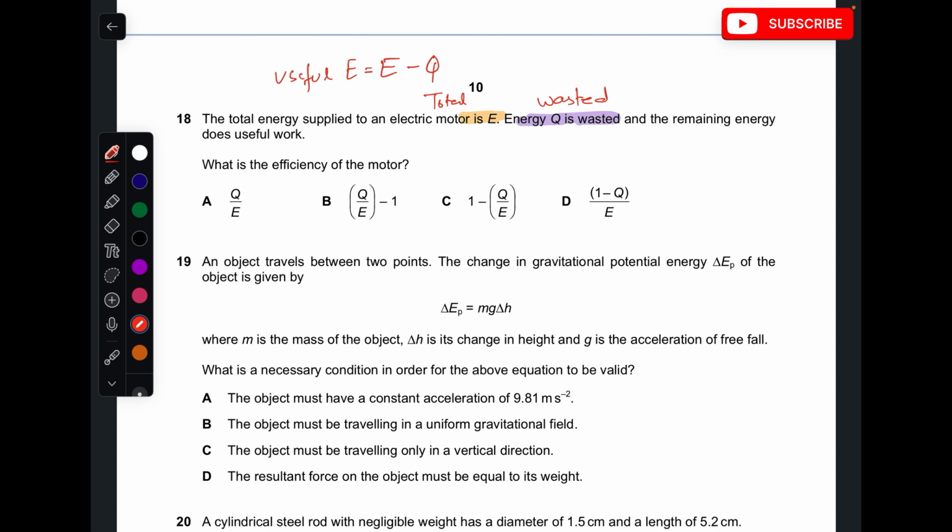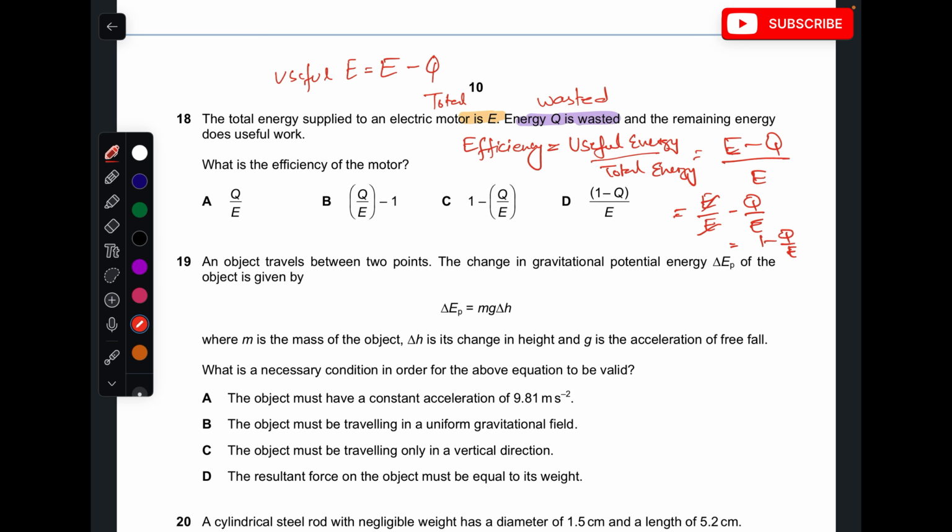And we know efficiency is useful energy divided by total energy. Useful energy is E minus Q. Total is E, but we don't have anything in that form. What we can do, we can write it as E over E minus Q over E. They will cancel out. It will give you 1 minus Q over E. It's option C that is correct.